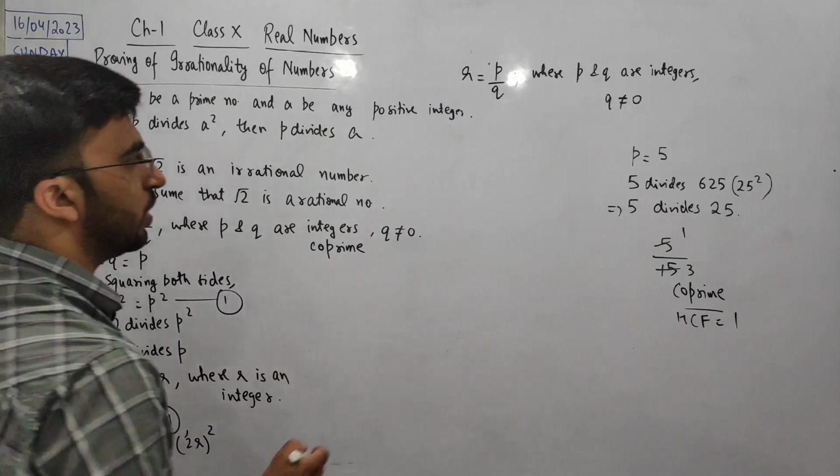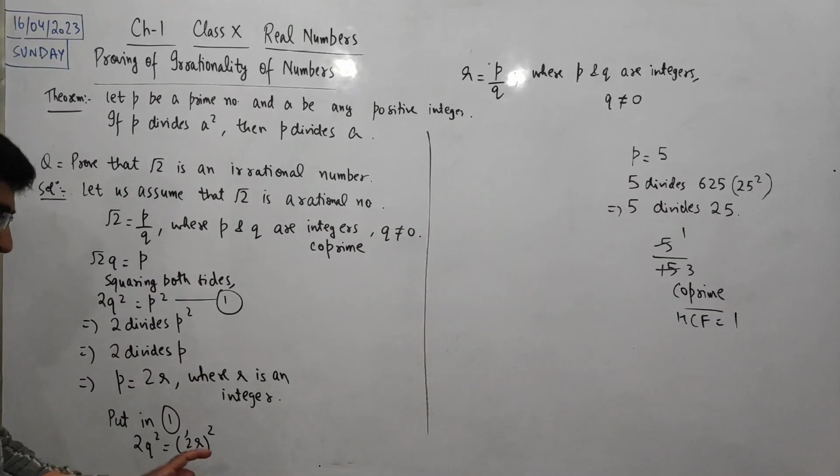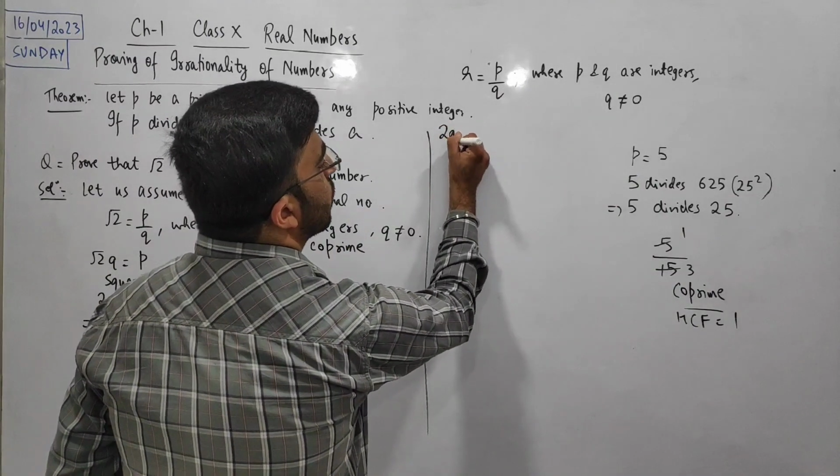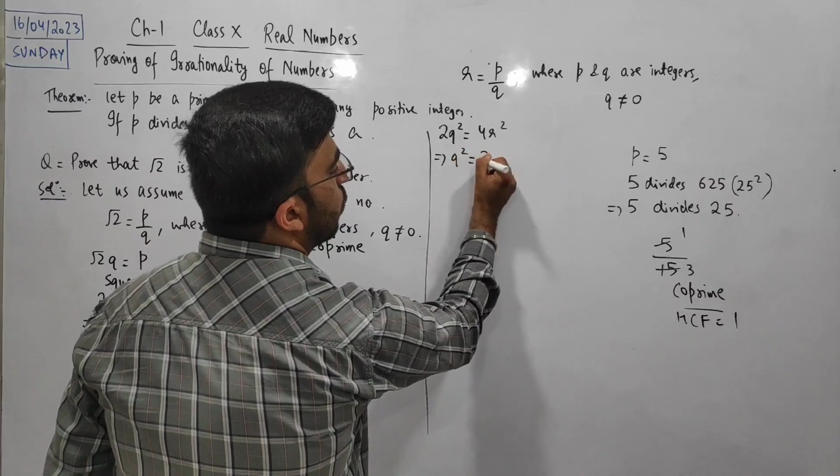Let us simplify it further. 2q square is equal to (2r) whole square, so it will be 2q square is equal to 4r square. That means q square is equal to 2r square.